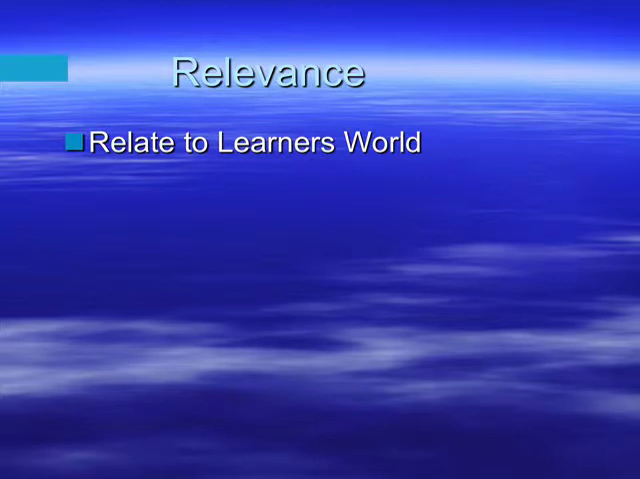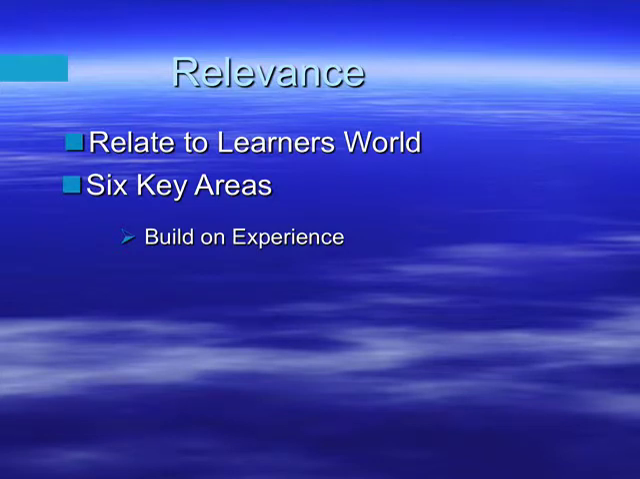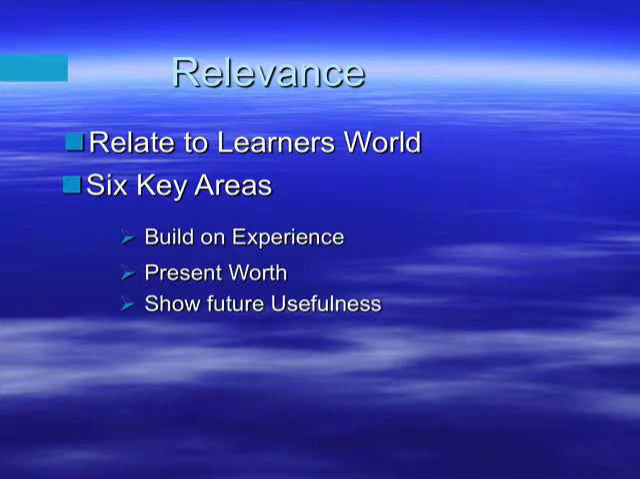Keller identified 6 main approaches to establishing and promoting relevance, and they are: build on experience. We best learn by building on the existing skills and experience we have, so make sure to tell the learners how the new learning will build on their existing skills. Present worth. Show the value the subject matter will add to the trainees. Show future usefulness. How will the subject matter help them in the future?